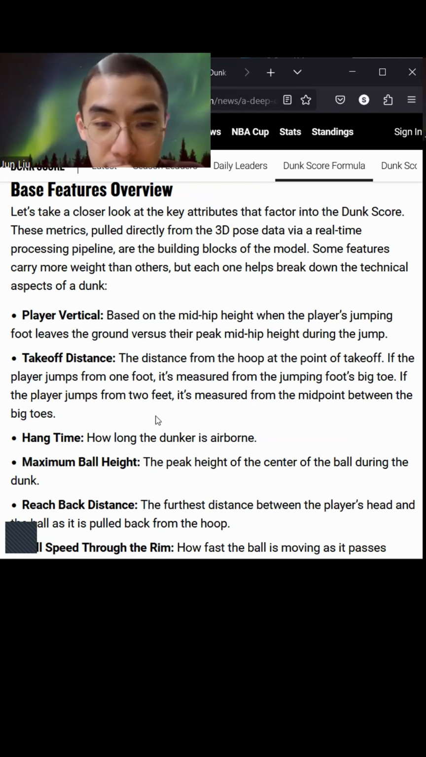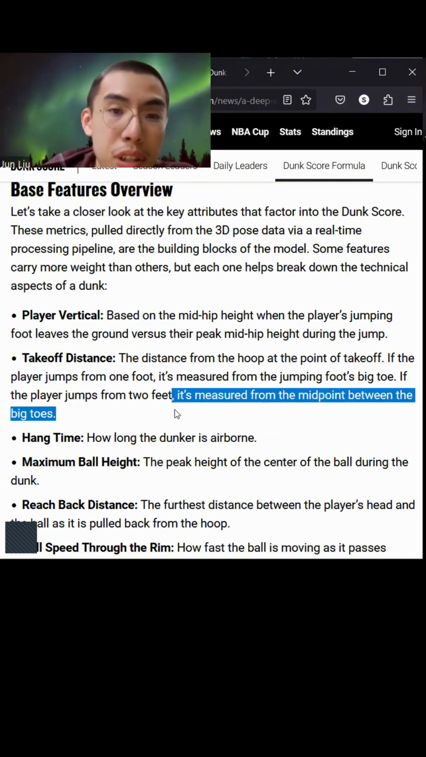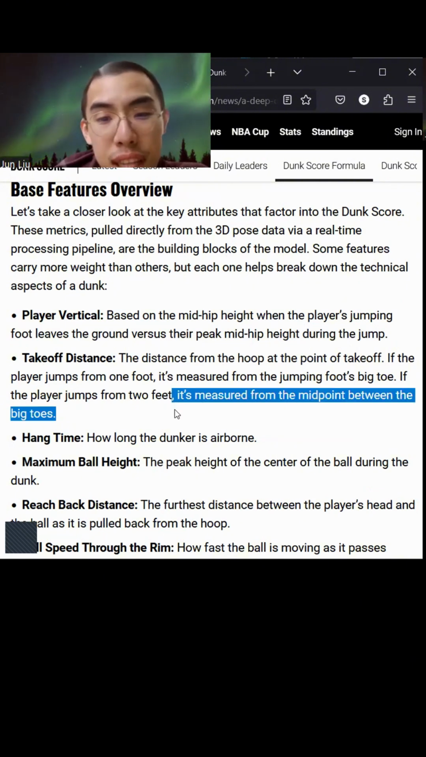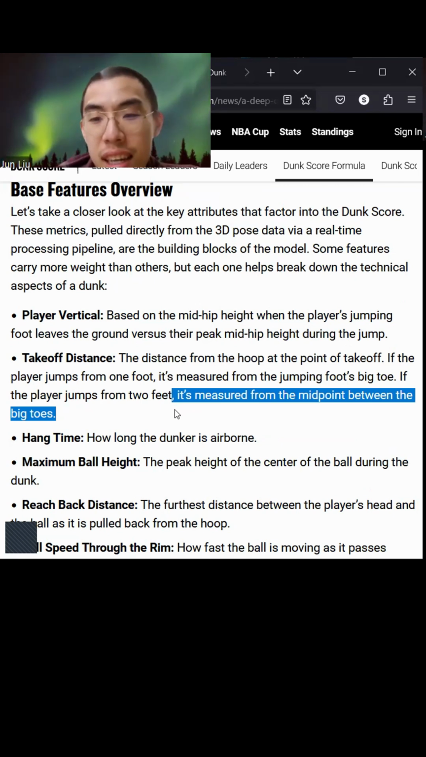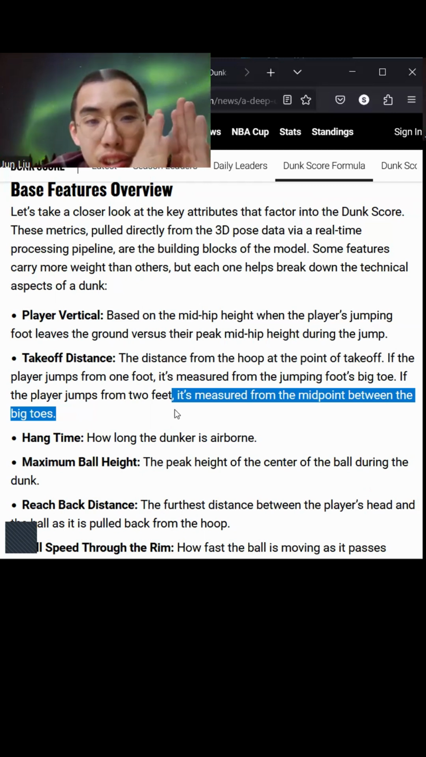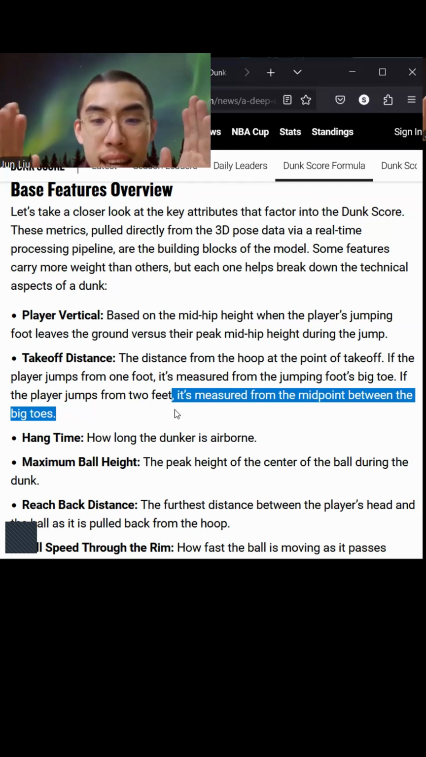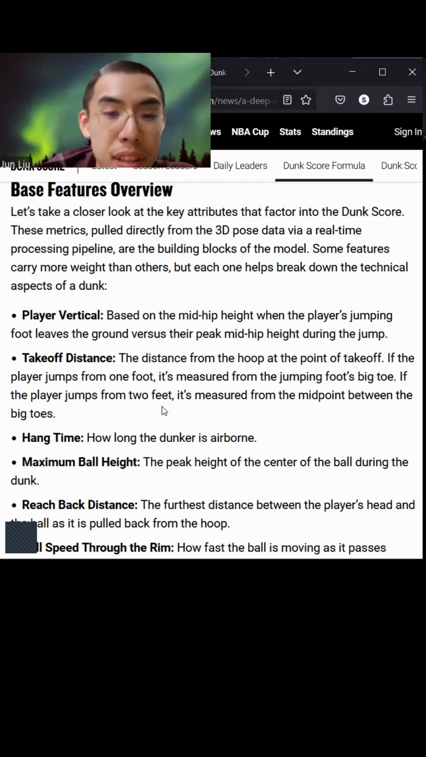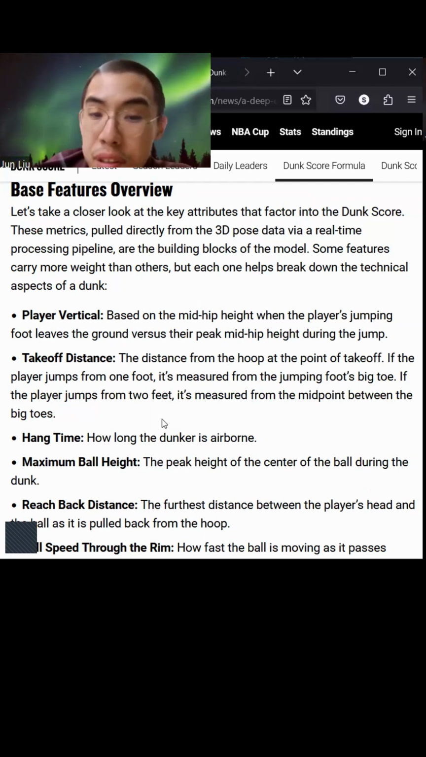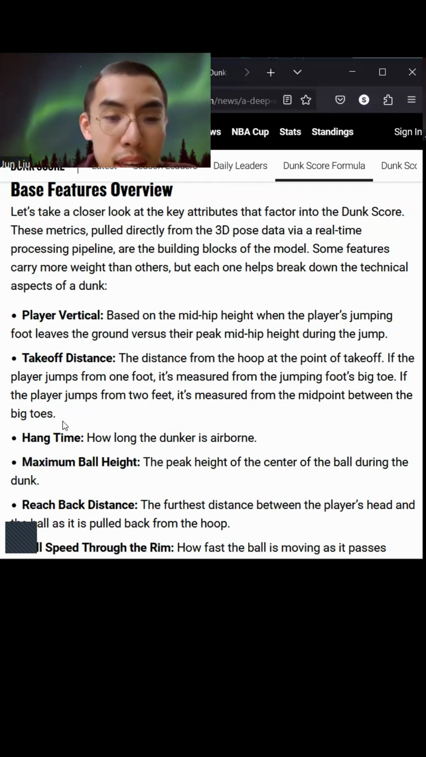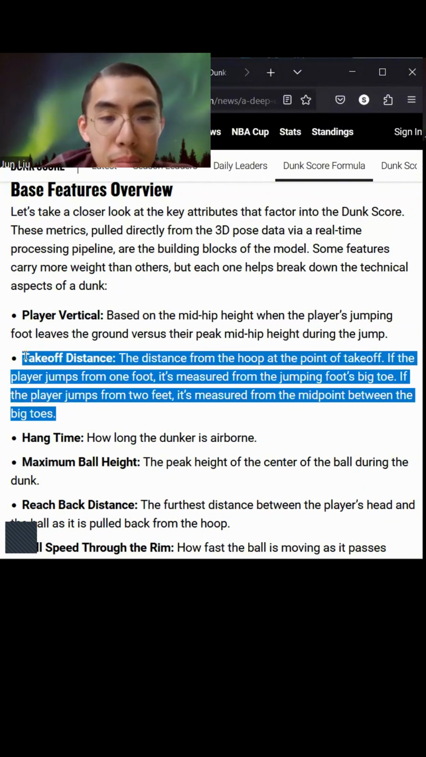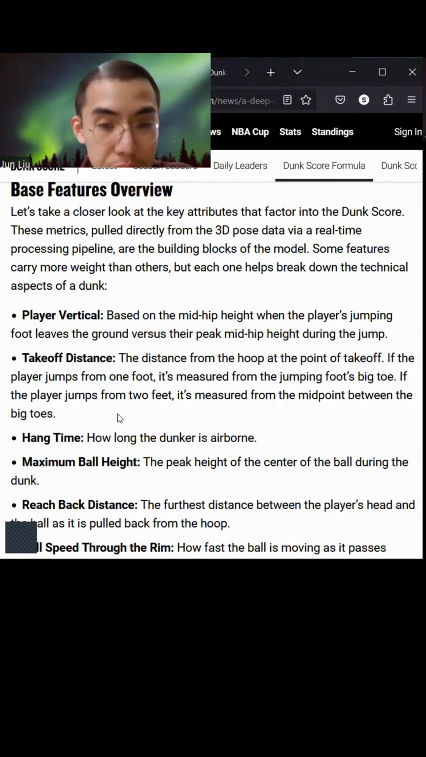But what's interesting is the distance for the 2 foot takeoff is measured from the midpoint between the big toes. For really, really long players, because their big stride length can stretch the takeoff distance back, I think instead of the big toes, it should still be done from the foot that's closer to the basket, right? It's a very simple switch in the algorithm. But for me, again, no big complaints about the computation of takeoff distance.